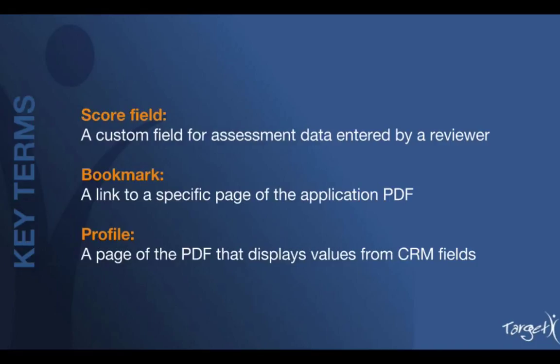Then once we get into the reader, you'll see bookmarks, which are links to specific pages of the application PDF, and then the profile, which is a page of the PDF that displays values from the CRM. So you can map specific values from an applicant record directly into the PDF for our applicants.